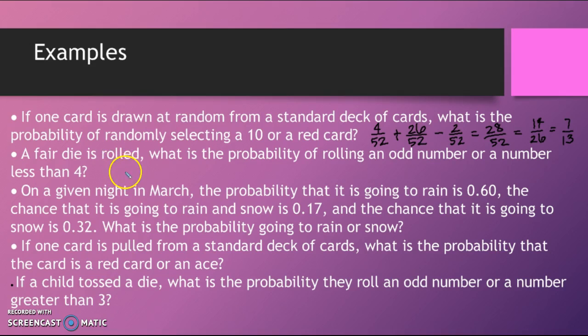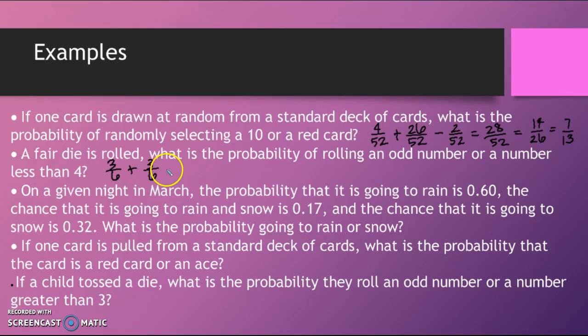These are non-mutually exclusive. So rolling an odd number, that was 3 options out of my 6. And then rolling a number less than 4, 1, 2, and 3, that's 3 options out of 6. If I had stopped here and just added, that would have given me 6 out of 6, which is 100%. I don't have a 100% chance of getting an odd or a number less than 4 because I still have 4 and 6 as an option. Okay, so we can't stop here.